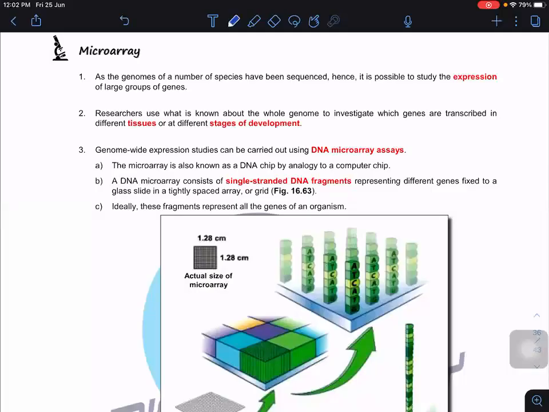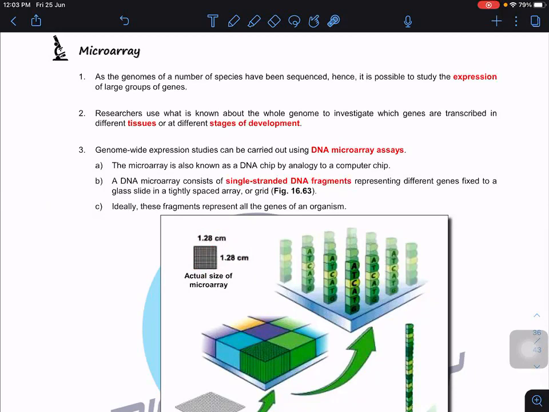Okay, so let us look at this microarray. So what's a microarray? It is something like a computer chip. If you look at the entire thing, it's very, very small. The chip, can you see that? It's about 1.28 centimeter by 1.28 centimeter and can contain thousands of wells inside. Can you see that? So very small, but it gives us high throughput screening.